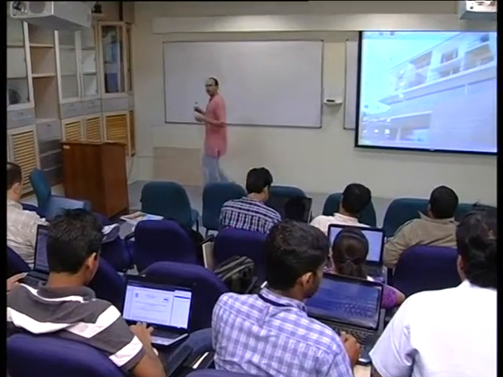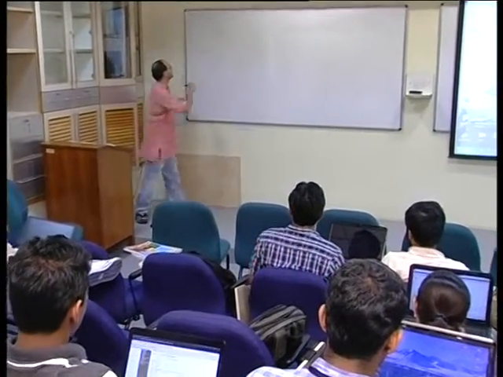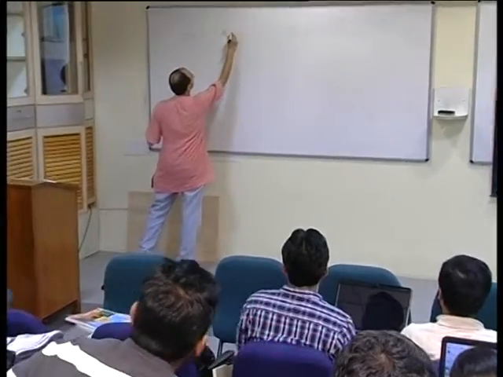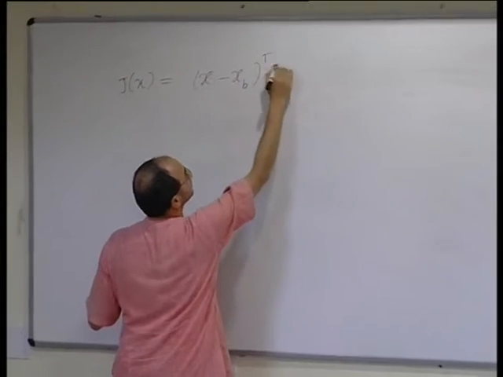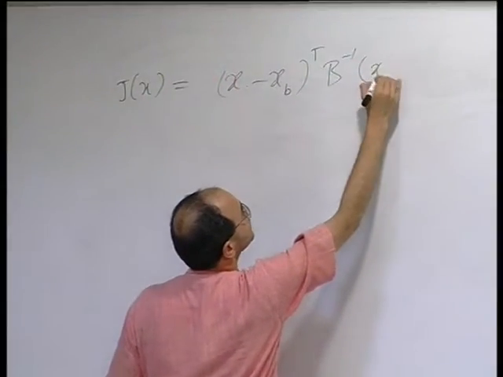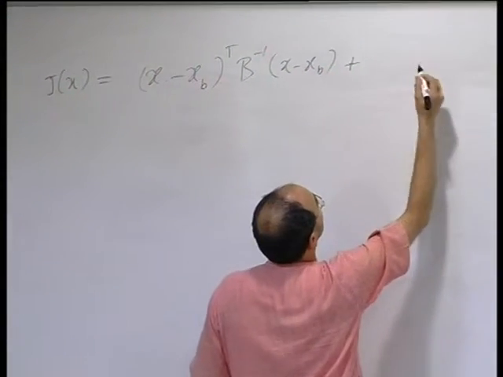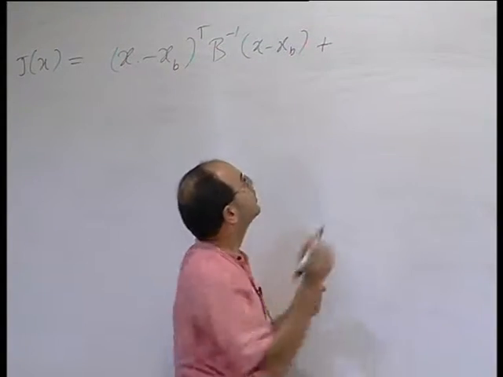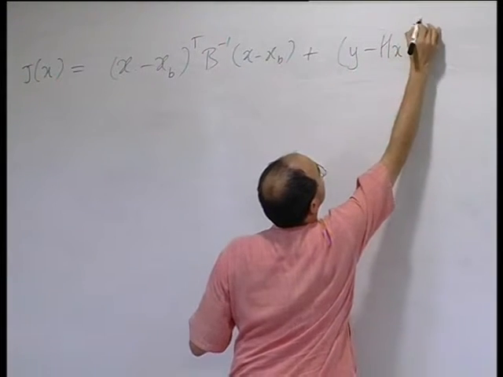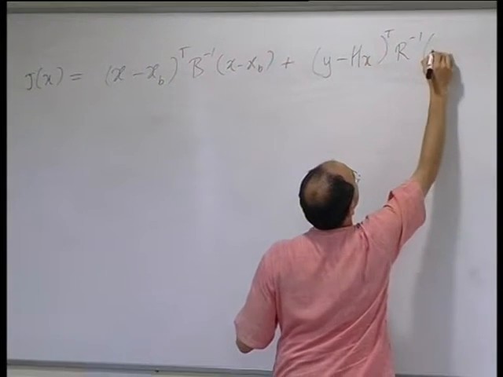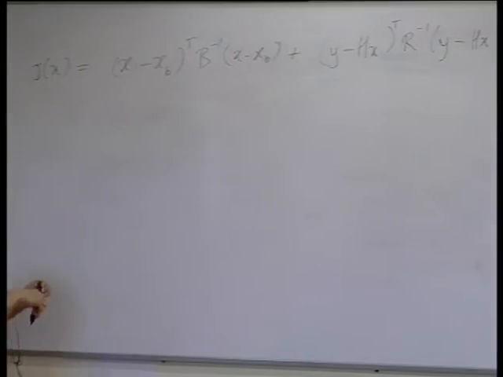The most general cost function, for the kind of 3D-Var setting, would be (x minus x background) transpose B inverse (x minus x background), plus the distance between the observation and this, which I will write as (y minus Hx) transpose R inverse (y minus Hx), right?